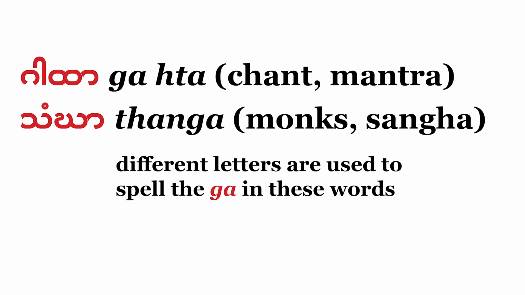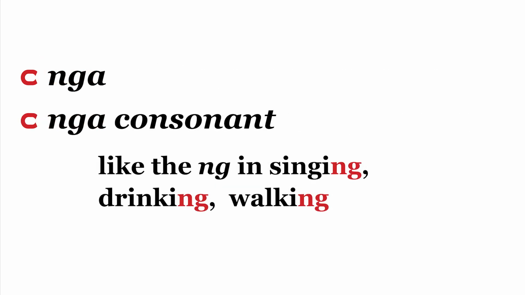The last letter in this row is nga, nga. Now this is a consonant that is particularly difficult for English speakers because it does not exist as a consonant in English phonology. It's not na. There is a different letter for that. It's the sound that you usually make in English words like drinking, singing, living. That nga at the end of those words.